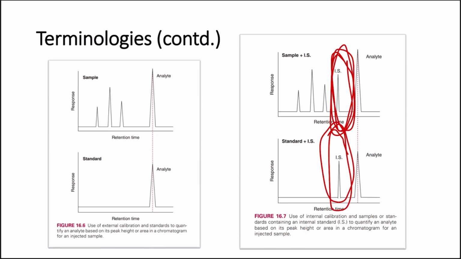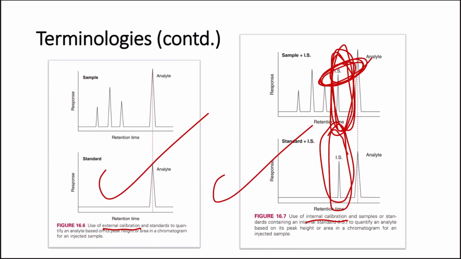This is done for the purpose of internal calibration. So this is internal calibration and this is external calibration. The only difference between these two is that in internal calibration we are using another standard which is different from the standard which we are using already. That is called the internal standard. So this is about the calibration.